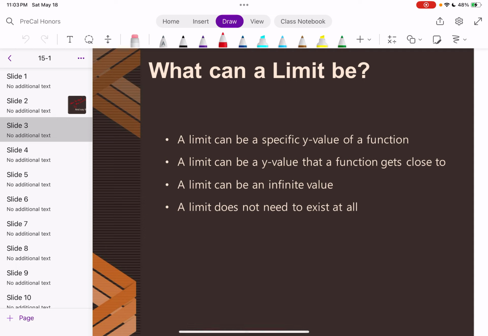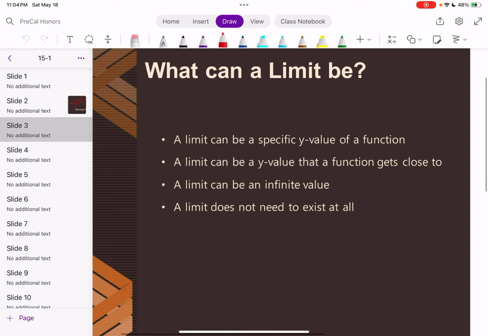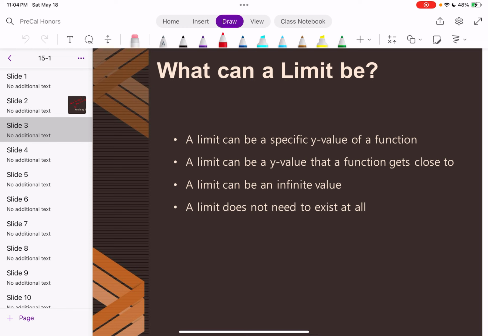In slide 3, we go over the 4 different ways in which limits basically exist. So a limit can be a specific y value of a function. A limit can be a y value that a function gets close to. A limit can be an infinite value, and a limit does not need to exist at all. Now, I'm going to provide you different examples in which all of these occur.